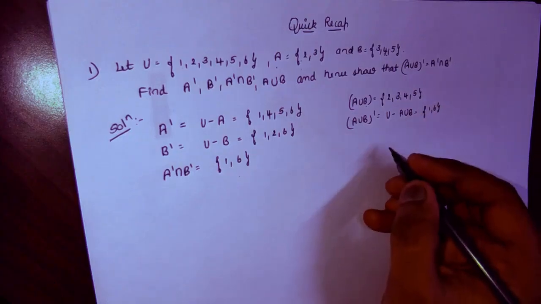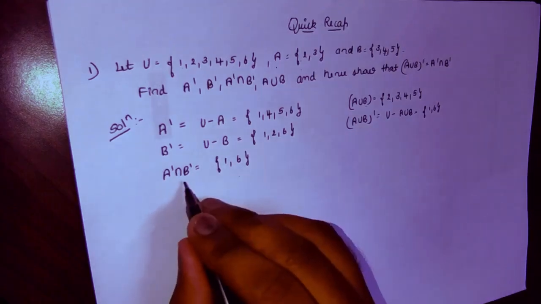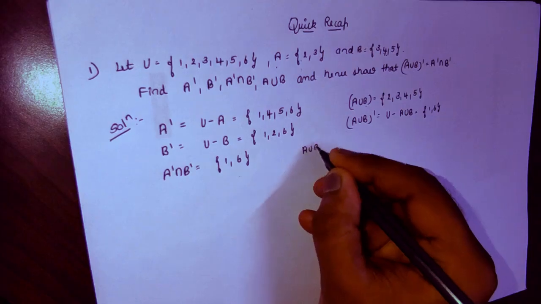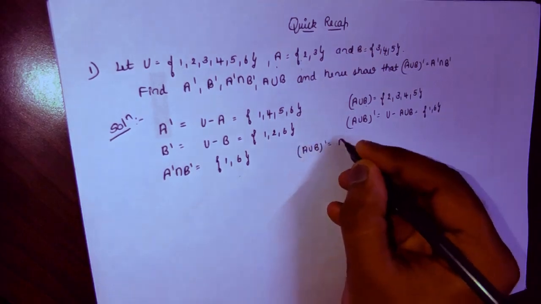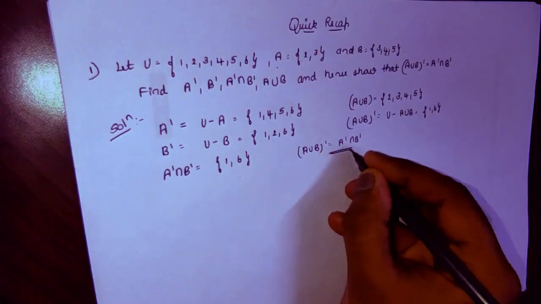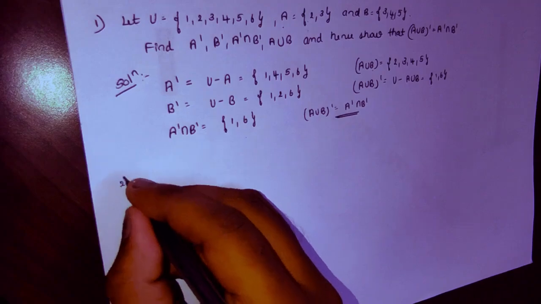By comparing (A union B) whole dash and A dash intersection B dash, we can conclude that (A union B) whole dash is equal to A dash intersection B dash. That itself is the solution. Now let us move on to the second question.